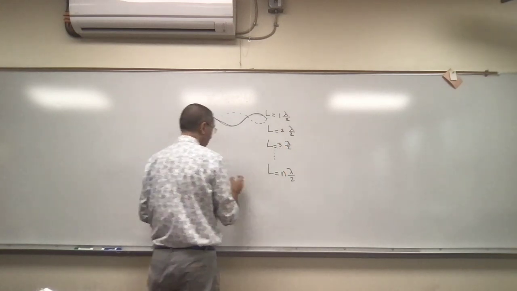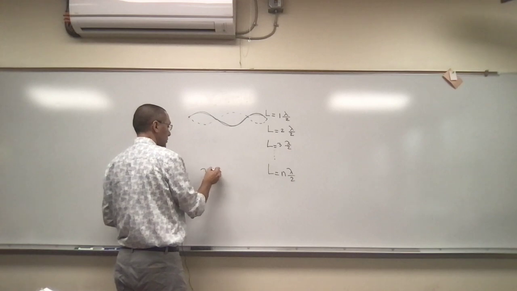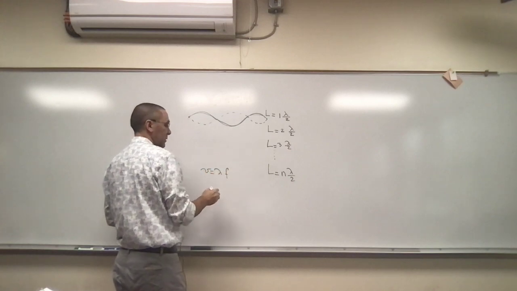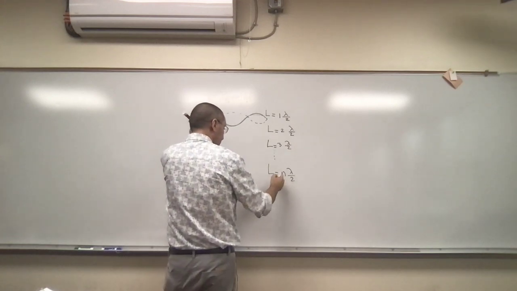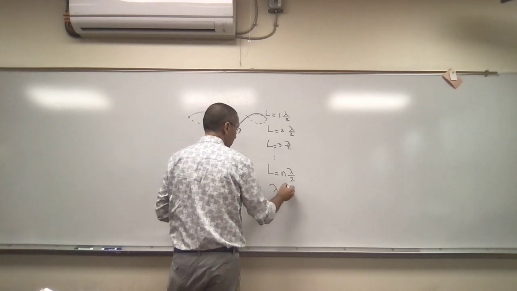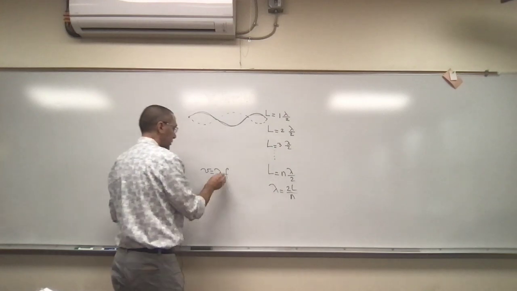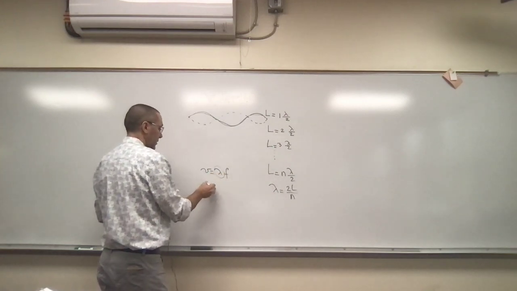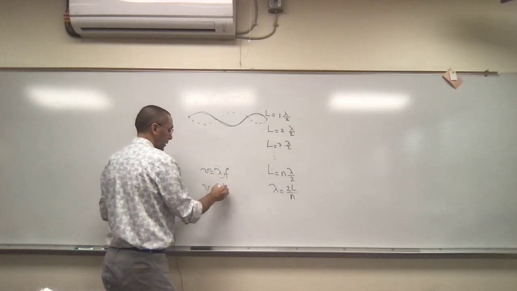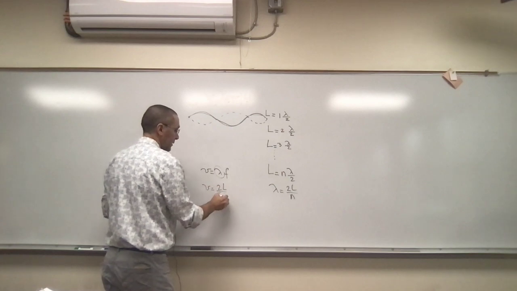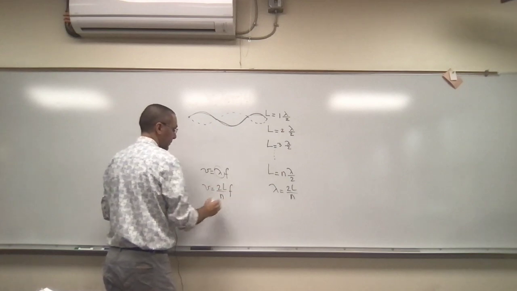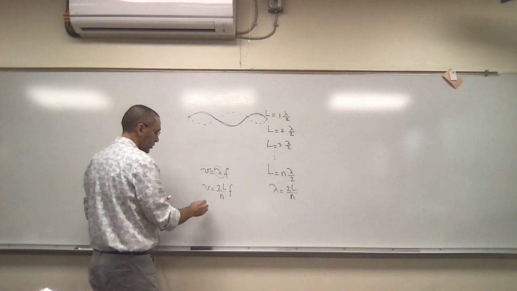Now, we also know that v is equal to lambda times frequency. So I think I can isolate the lambda here in the general form. It's going to be 2L over n. So I can put that in here. So v is going to be equal to 2L over n times frequency. Okay? Now I'm going to solve for the frequency.